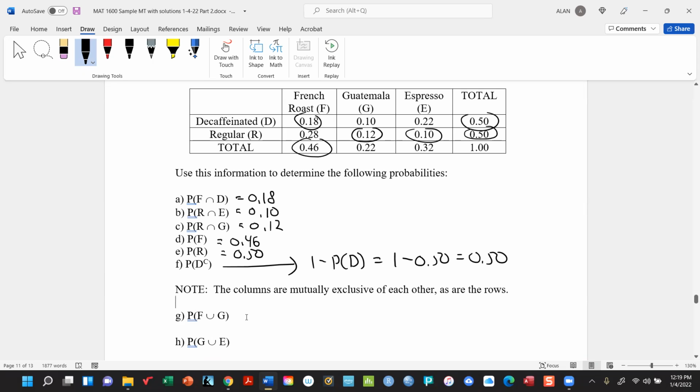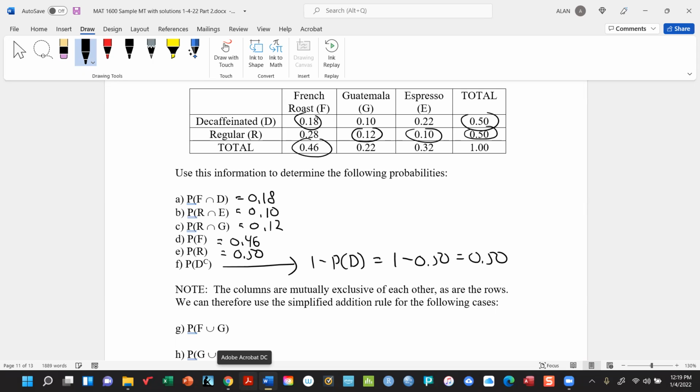So what that means is that I can now just simply use the simplified addition rule for the following cases. There's no bean that is both French roast and Guatemala. So I'm literally just adding up the two column totals to come up with 0.68. And if I asked about regular and decaf, it would be the same thing. There's no way that a coffee can be both.